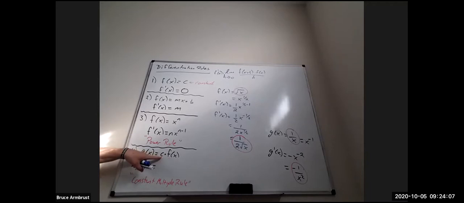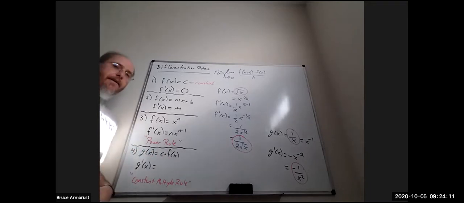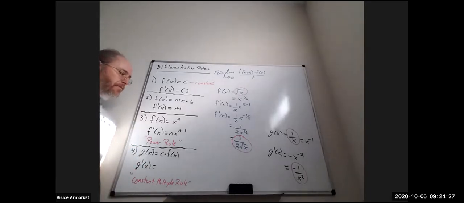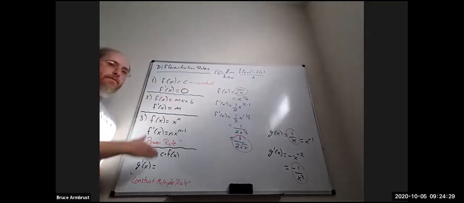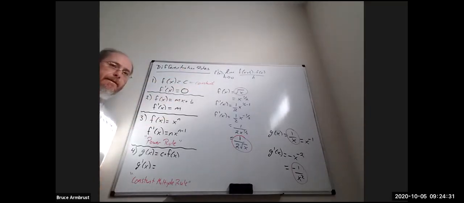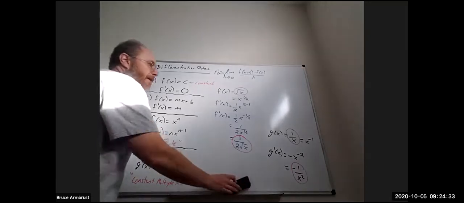So constant multiple rule. We've just got some sort of function we're multiplying by c. So this would be like 5 square roots of x, 2x cubed, -3 sine of x, things like that. Just some constant times a function that we already know. So the question is, what happens with its derivative? Well, let's go back to the definition and let's see what happens.